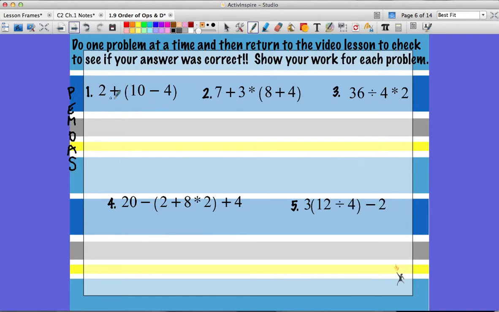So I look for parentheses. I have parentheses, and inside my parentheses, I have subtraction. So I have to do that first. And 10 minus 4 is going to give me 6. I haven't used the 2 yet, and I haven't used the addition sign yet, so I bring both of those down. The only step I have left is 2 plus 6, which gives me 8.